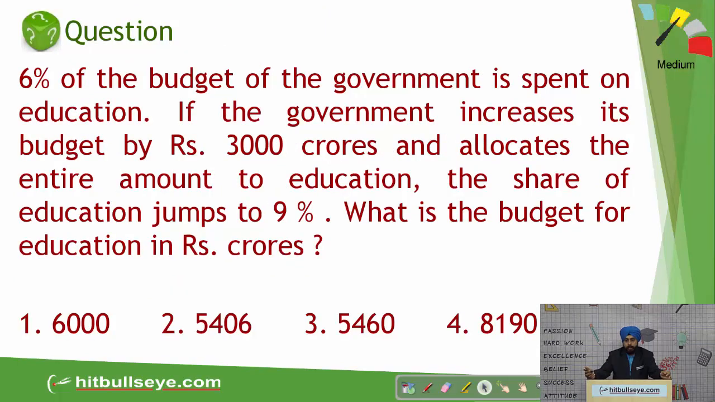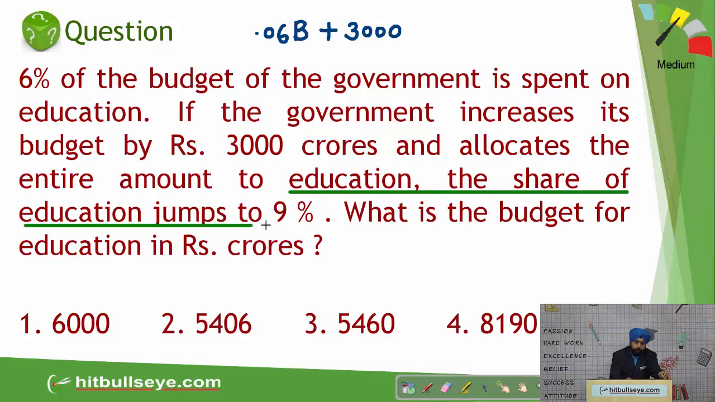Now this is the first question, students. Just go through this. Here 6% of the budget is spent on education. So if you take the budget to be equal to B, 6% of the same will be 0.06B. Now the government increases the expenditure of the budget by 3,000, and this is spent on education. So what is the total expenditure on education? It is 6% of the budget initially plus 3,000, and it says now the share of education jumps to 9%.